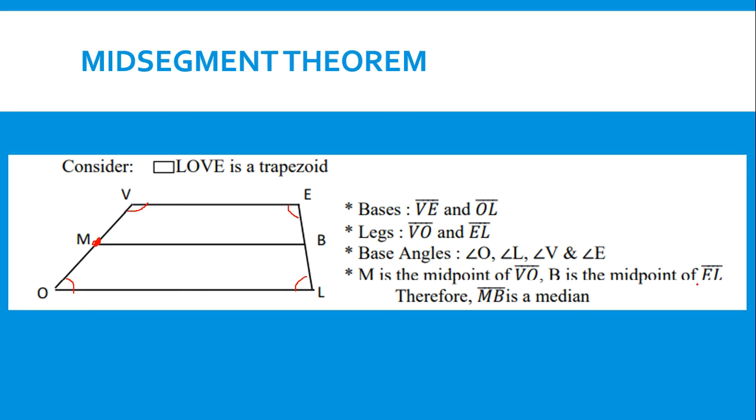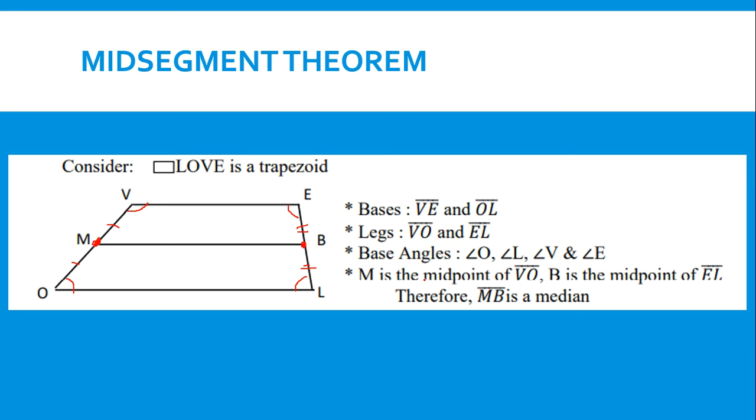B is the midpoint of EL. Moning B, this is also a midpoint located at the middle of the side or the line segment EL. So, what's the purpose of the midpoint? Para i-divide ang sides into two equal parts. Whatever the distance from M to V is just the same sa distance from M to O. Mapod rin sa B, whatever the distance from B to E is just the same as the distance from B to L.